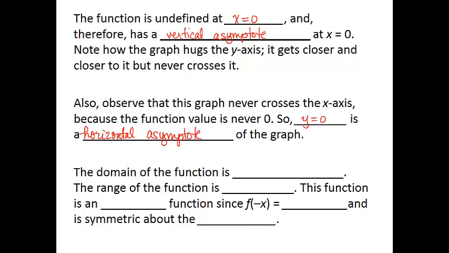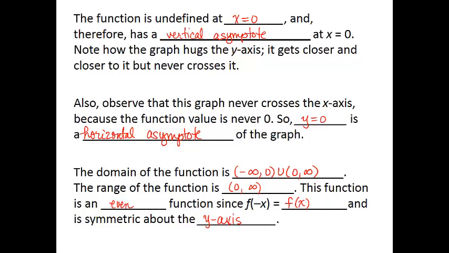The domain of this function is all reals except for 0, so that's negative infinity to 0, union 0 to infinity. The range, though, is from the bottom up, and the bottommost value is not 0, but we get so close to it that we can't distinguish it really for purposes of writing the range, so we say 0 with the parentheses to infinity. But this function is an even function, since f of negative x is actually equal to f of x, right? Opposite x values have the same or equal y values, and it is symmetric about the y-axis.